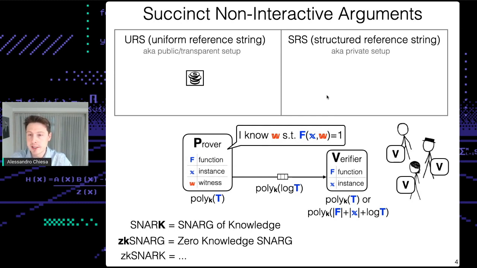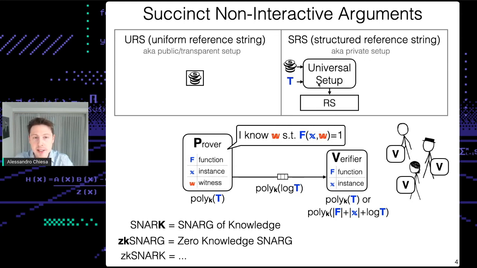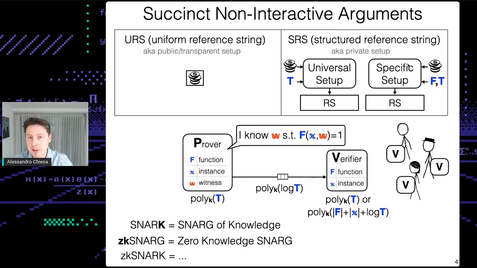Sometimes, however, you have somewhat more complicated types of setup. These are known as structured reference strings, also known as private setups. And here you have some trusted party that, together with some randomness and possibly some information about the statements you want to prove, for example, an upper bound on the computations you want to prove, will generate the reference string, okay? And in the real world, there's actually not going to be a trusted party, but it's going to be a multi-party computation, some cryptographic ceremony that simulates this sampling procedure securely. Sometimes you have specific setups where you actually need to bake into the setup the specific function that you want to prove things about, okay?